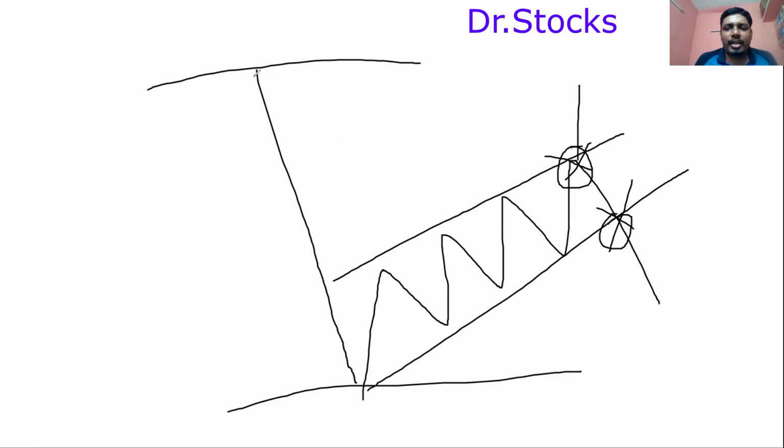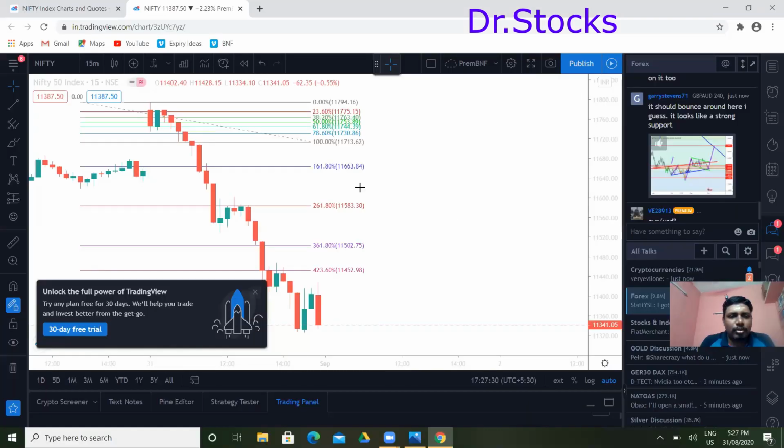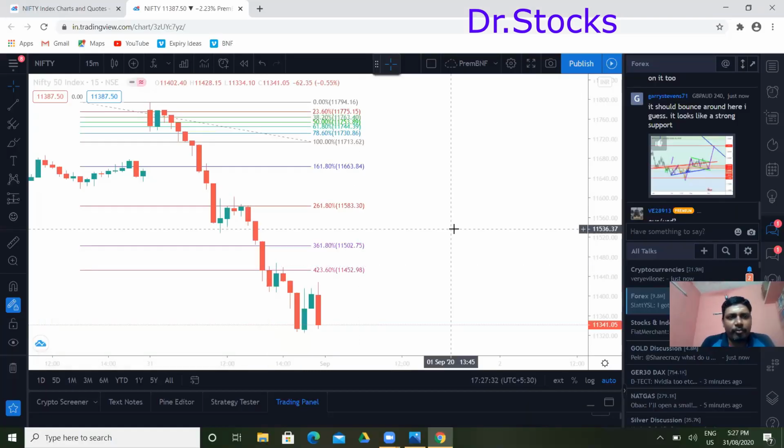Let me show how to take a trade here clearly, what is happening, and what time frames you have to use, all the things, one by one in detail. So now I am in the 15 minutes time frame of Nifty. I am not doing anything else apart from the Fibonacci retracement I showed you. Just give me some time. Let me draw the pattern and I will show you accordingly.